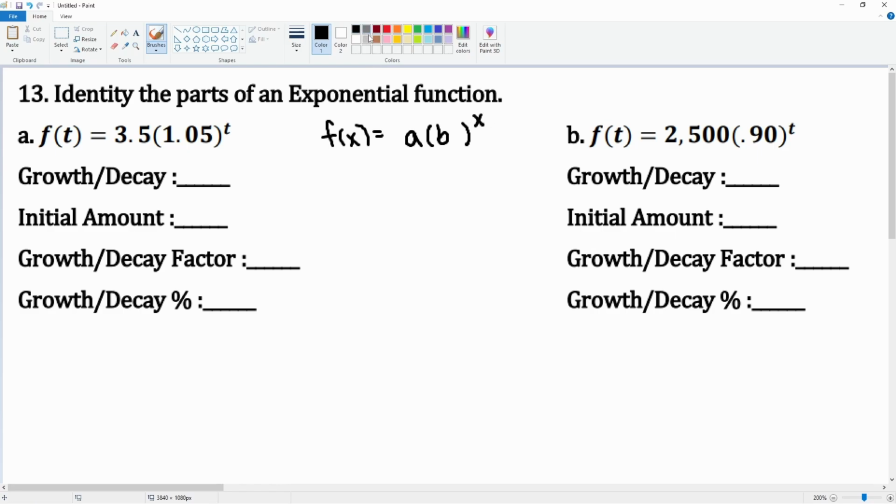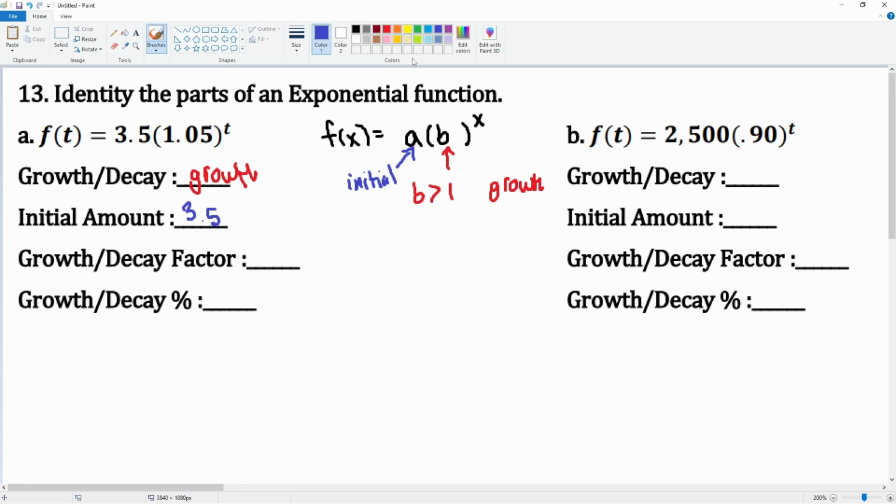If we want to look at the growth or decay, we can graph it, or we can look at this value here of b. Because b is bigger than 1, we consider this to be a growth. So for this problem, it is a growth. All right. Then if we want to look at the amount, that would be the a value. That would be the initial. So here it would be a 3.5.